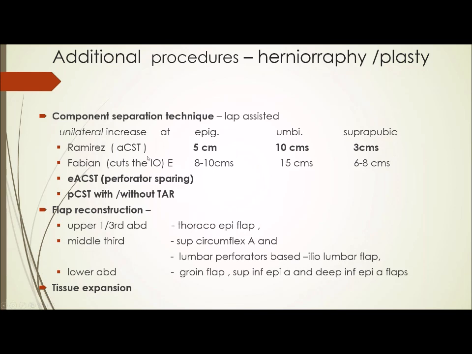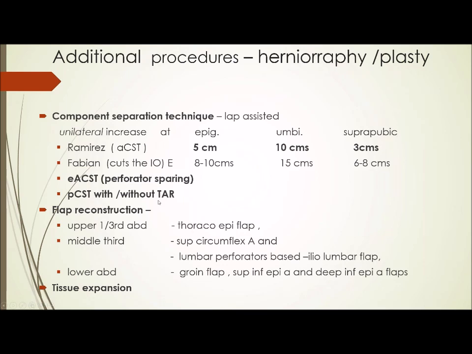A Fabian, which also cuts the internal oblique, was said to give rise to almost 1.5 times more, according to Ramirez. But these are not done anymore. The best procedure now being done is anterior component separation, which is perforator sparing, or a posterior component separation with or without TAR, the two CSTs which are in vogue and advised as of today.